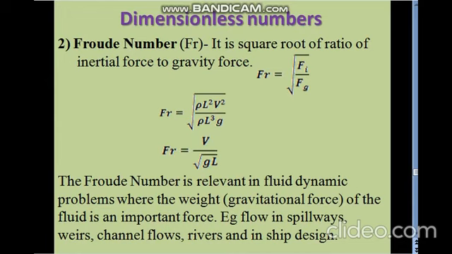Froude number is relevant in fluid dynamics problems where the gravitational force of the fluid is the important force. For example, flow in spillways, weirs, channel flows, rivers, and in ship design. So where the gravity force is important, there we use the Froude number, especially in civil engineering.